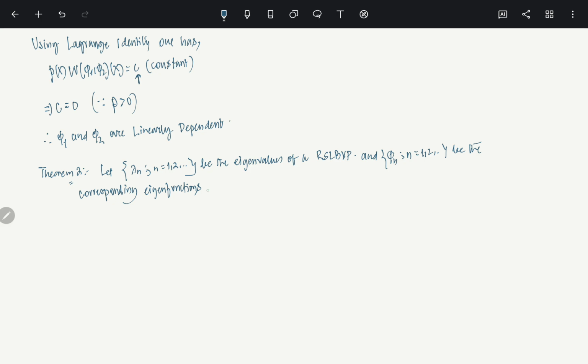Then the set phi n of x, n equals 1 to infinity, is orthogonal in alpha beta with respect to the weight function R of x.